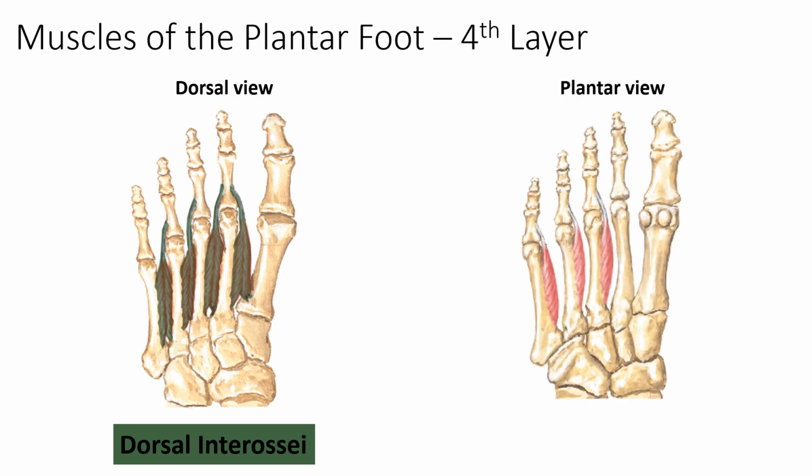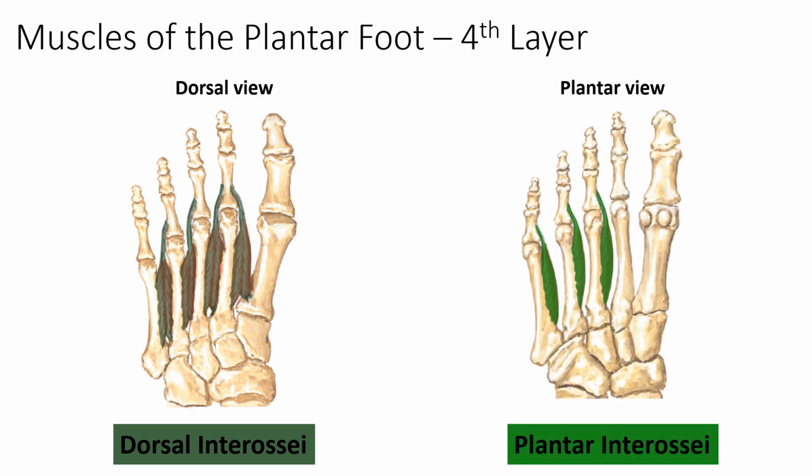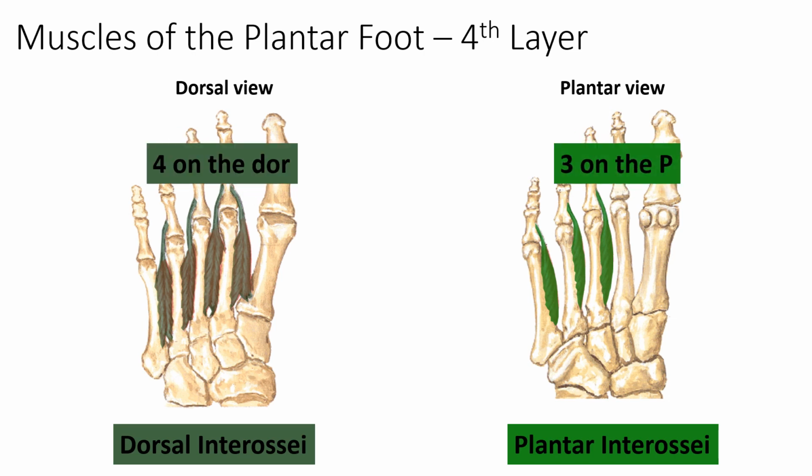And looking at it from more of a plantar view, we can see our plantar interossei. So here we can see that we have 3 plantar interossei and 4 dorsal interossei. That is very similar to what we see in the hand as well. And the mnemonic for the foot is the same one that I have for the hand when it comes to the interossei: 3 on the P, 4 on the door. So that means you have 3 palmar interossei, so 3 on the P stands for palmar, and then 4 dorsal interossei, so 4 on the door for dorsal.